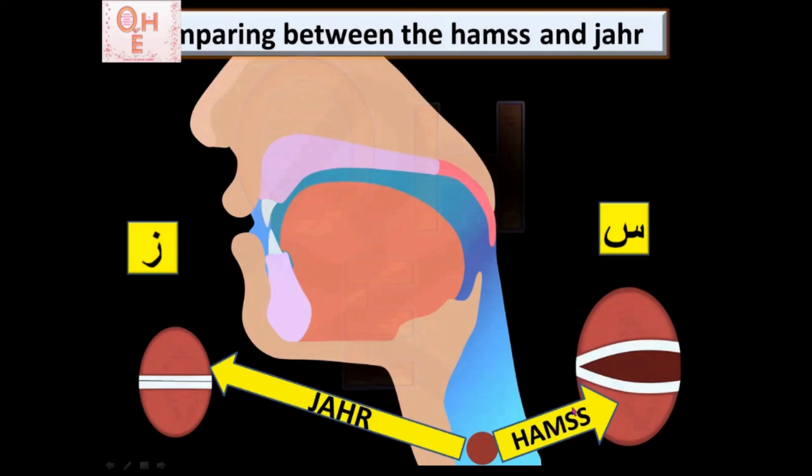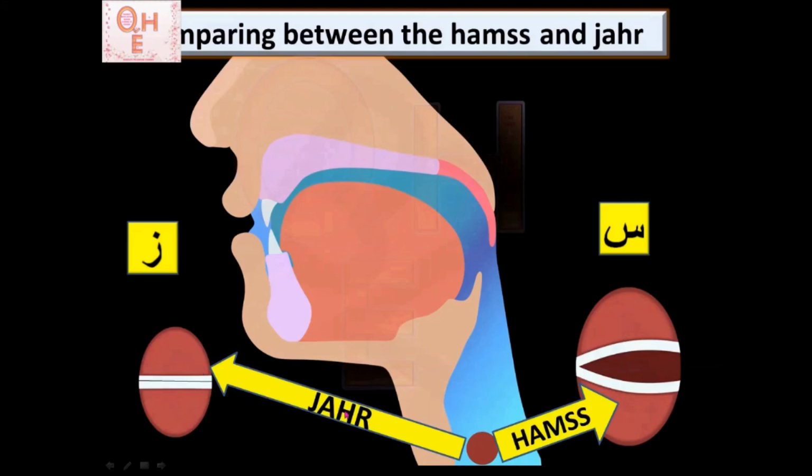Because letter sin is mahmus, that means the vocal cords are completely open and the air flows from it without anything stopping it. As if you put your hand in front of your mouth, you will find a lot of air comes out on it. Plus, if you put your hand on your vocal cords here, you will find there is no movement at all in that area. Try it one more time.